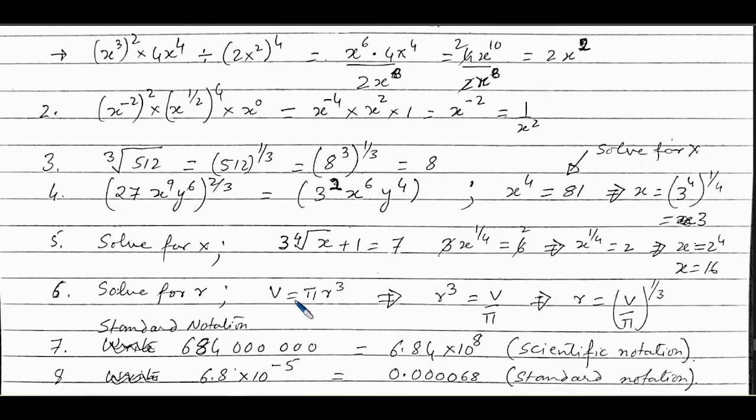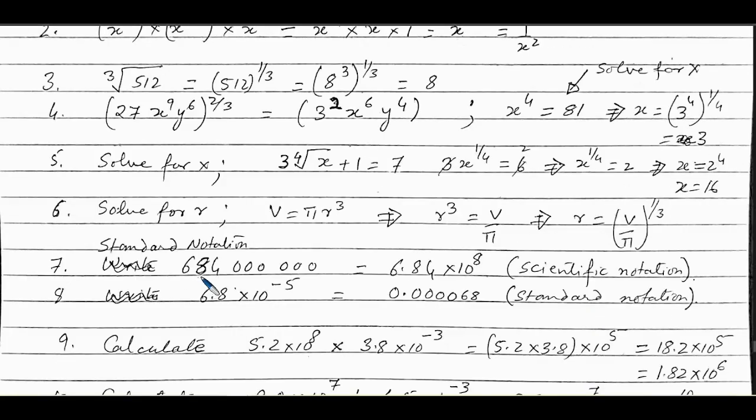Solve for r, v is equal to pi r cube. So r cube is equal to, then r cube is equal to v, this pi you bring to this side. So r is equal to cube root of v by pi. This is the standard notation.